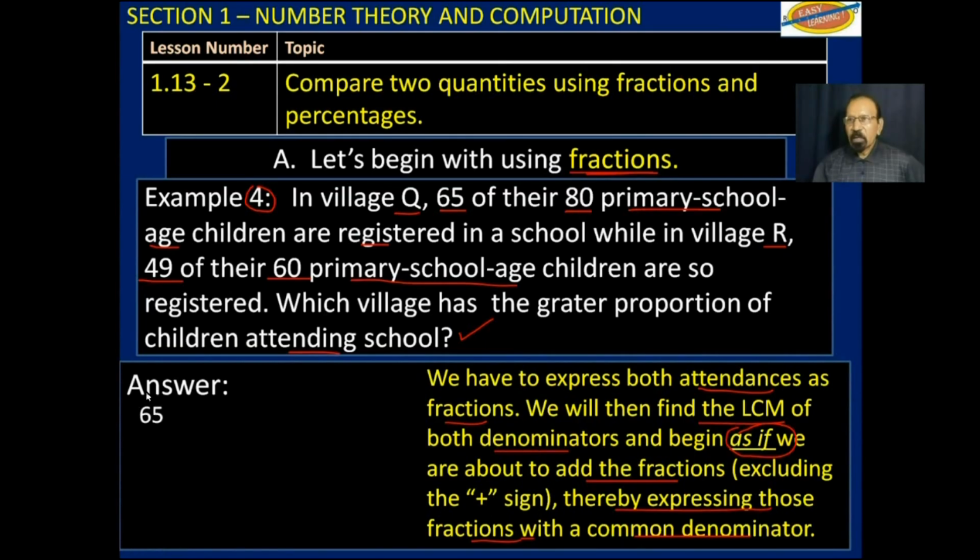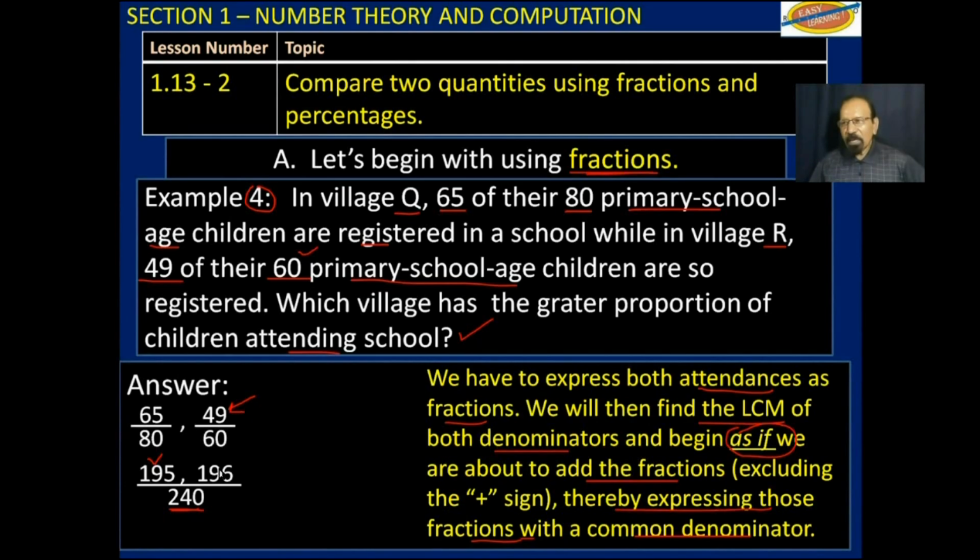So village Q, 65 out of 80, and village R, 49 out of 60. So what is the LCM of 80 and 60? And it works out to be 240. So 80 into 240, you get 3. 3 multiplied by 65, you get 195. Then 60 into 240, you get 4. 4 times 49, you get 196.